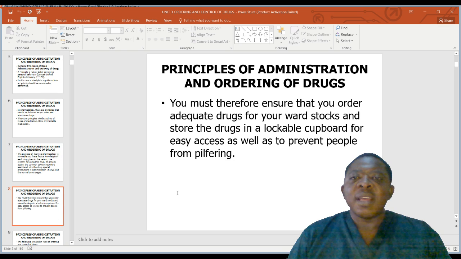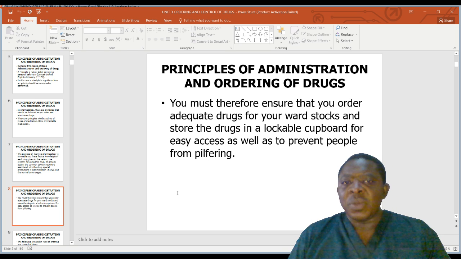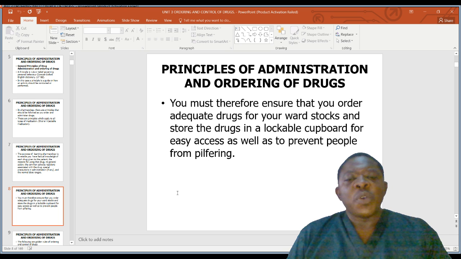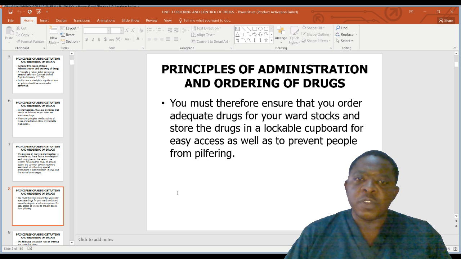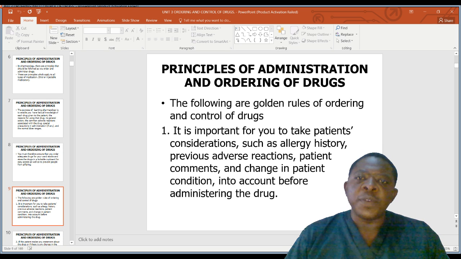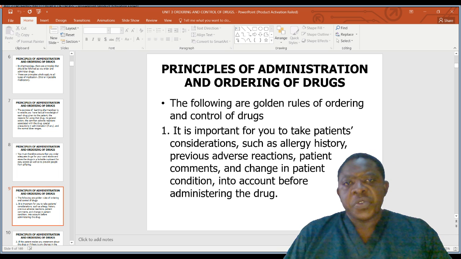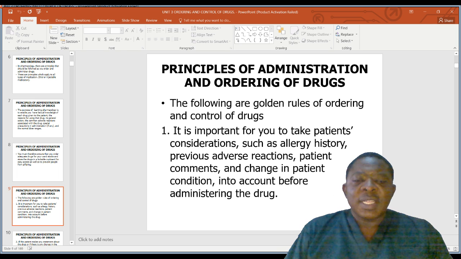So you must therefore ensure that you order adequate drugs for your ward stocks and store the drugs in a lockable cupboard for easy access as well as to prevent people from pilfering. So the following are the golden rules of ordering and control of drugs. So what are these golden rules?